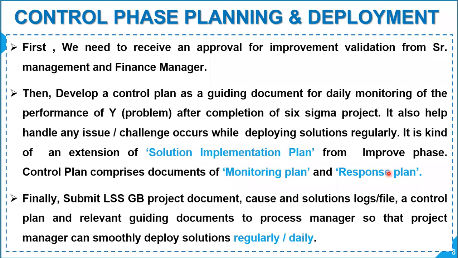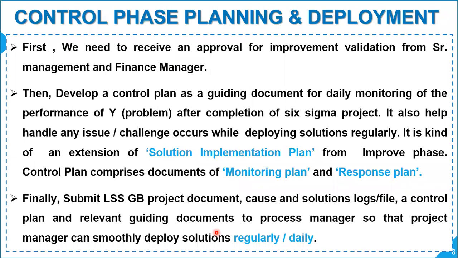That's the second thing. Third thing, as I mentioned, we need to pull together all different kinds of documents like your Lean Six Sigma Green Belt project documents. Your decks, that deck is your presentation, right? So you need to have all these details with you. Then cause and solution logs, control plan, relevant other guiding documents. You need to just collate all those things and pass them on to the process manager, which you can call the operations manager as well, so that this operations manager can smoothly deploy solutions on a regular or day-to-day basis. So that is why we need to pass these details on to the operations manager. So this is what it is all about: control phase planning and deployment.